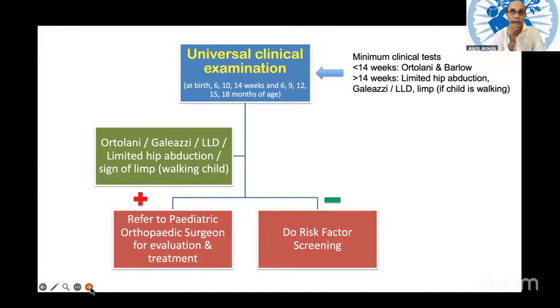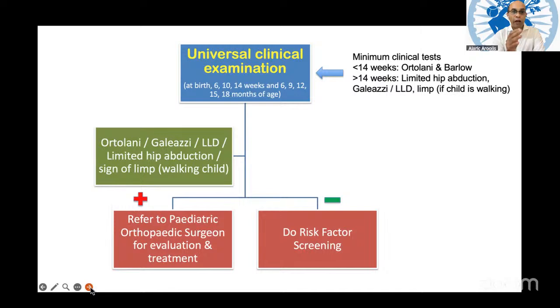What we have done is to integrate it, as I've said, with the immunization schedule, and children who come for immunization to the Well Baby clinics come at birth, at 6, 10, and 14 weeks for their vaccines, and then at 6, 9, 12, 15, and 18 months for the remaining vaccine schedule. And to make it simple, we use just 4 basic clinical tests, 2 of them in children less than 3 months of age, 2 of them in children older than 3 months of age, because we know that after 3 months, the Ortolani and the Barlow tests are not reliable indicators for a hip dislocation.